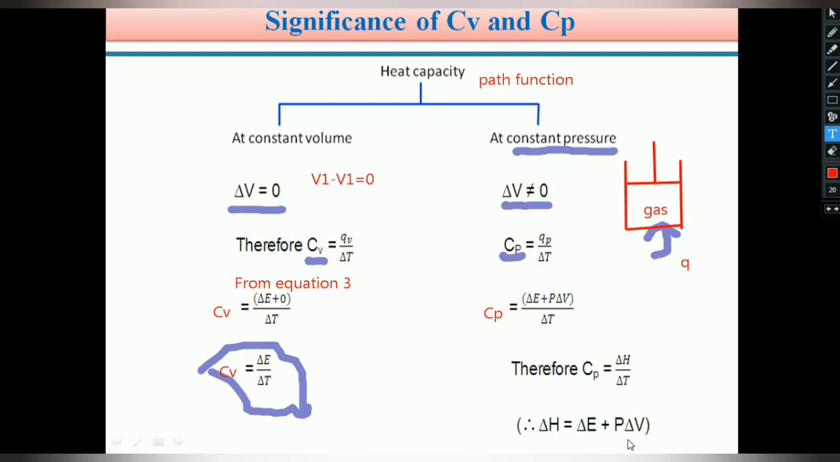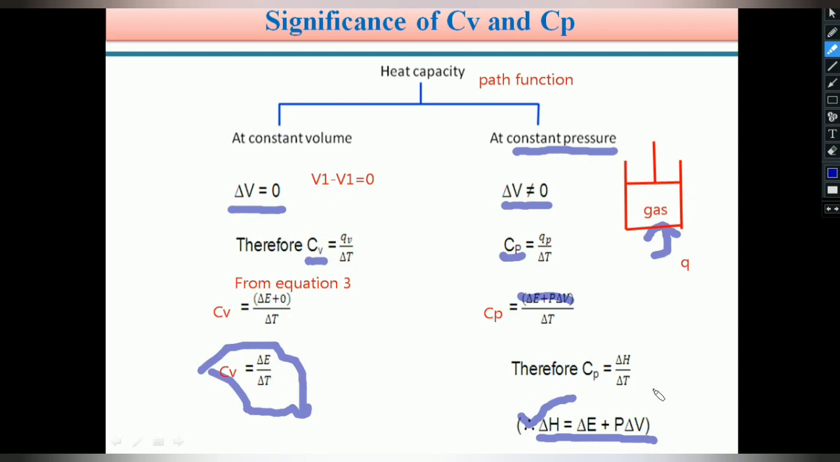Students, in the previous module, we calculated the change in enthalpy, delta H, with the help of the relation delta E plus P delta V. Therefore, in the relation for Cp, I substituted delta H according to the change in enthalpy relation. It clearly represents delta H is equal to delta E plus P delta V.